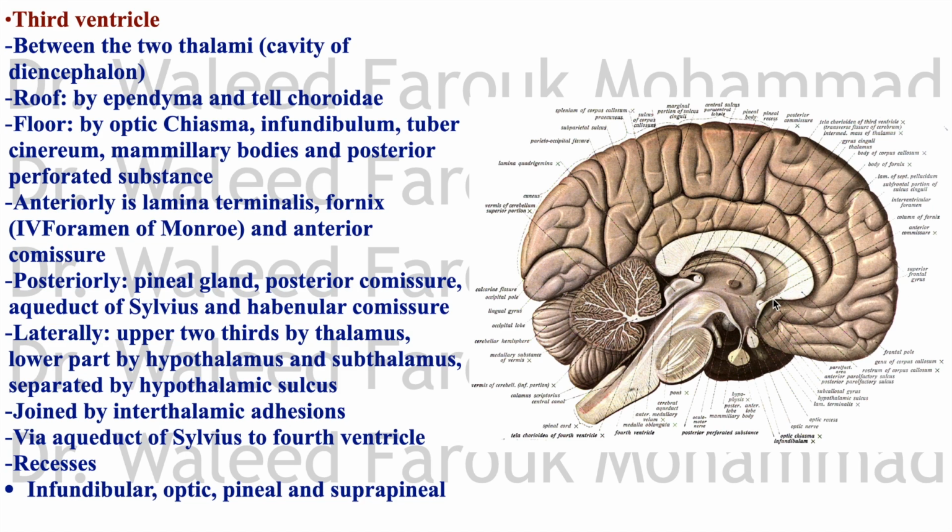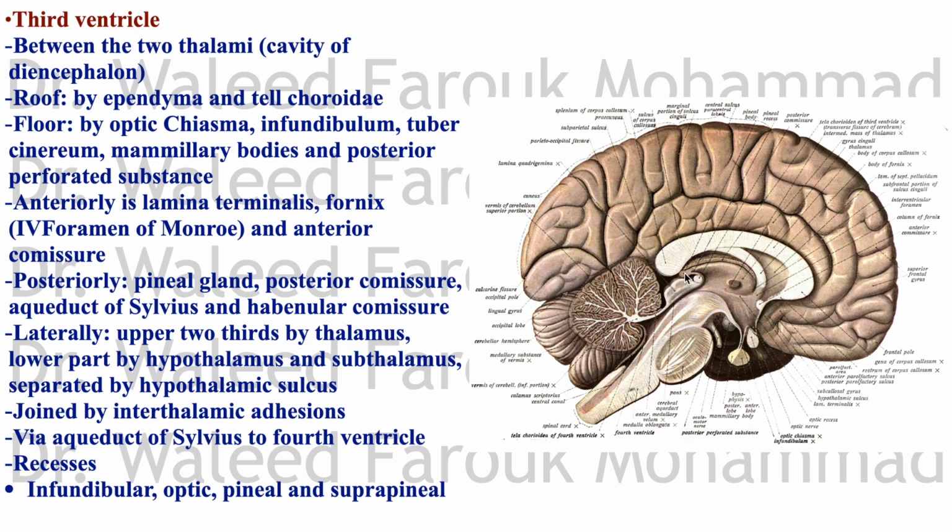This is the lamina terminalis. And the fornix, underneath which you will find the interventricular foramen of Monro, and the anterior commissure as well. So the lamina terminalis, the fornix, and anterior commissure.